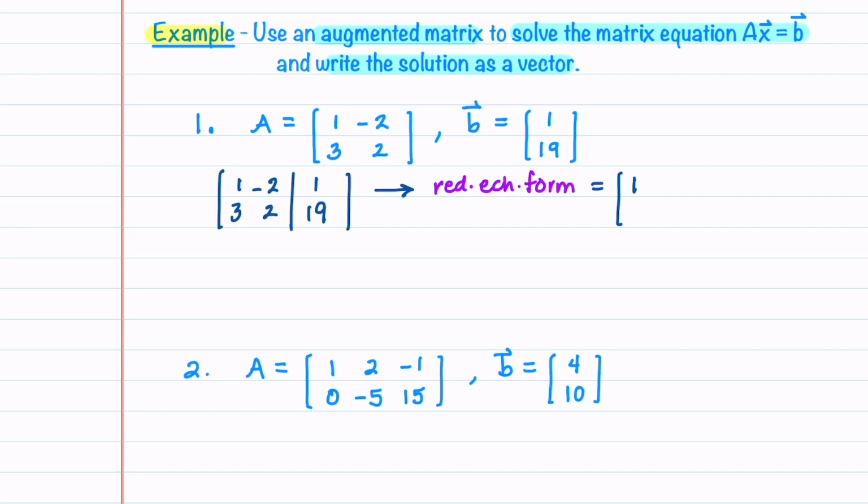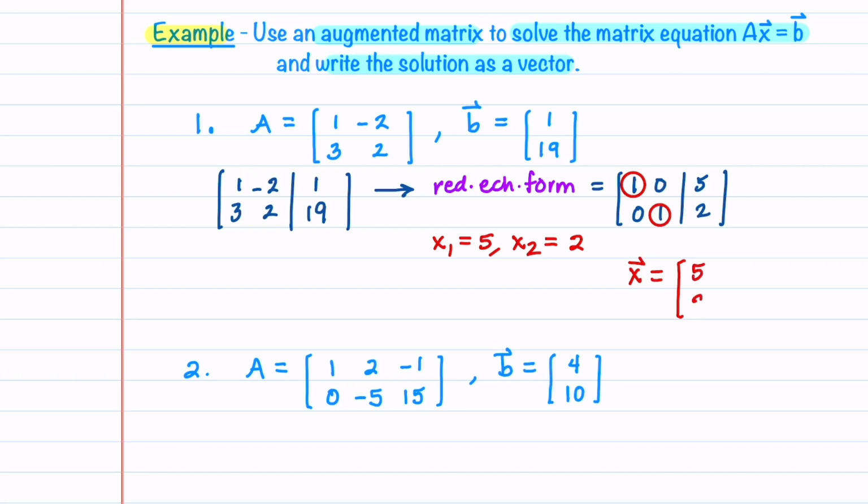Our matrix looks like this: 1, 0, 0, 1, augmented with 5 and 2. We have a pivot in every column, so that tells us that we have a unique solution, and that unique solution is x1 is equal to 5, and x2 is equal to 2. So our solution in vector form looks like x is equal to 5, 2.